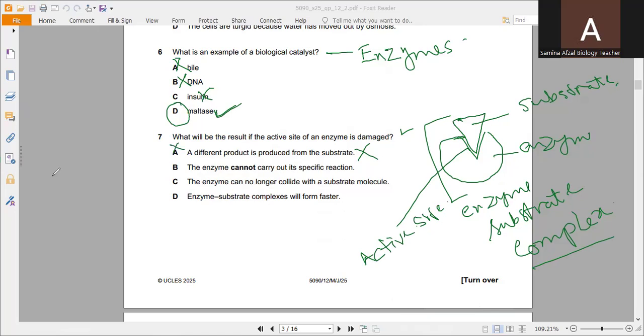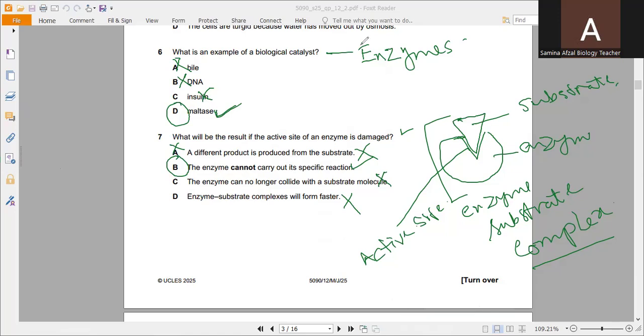The enzyme cannot carry out its specific reactions. Yes, this is the correct statement. The enzyme can no longer collide with the substrate molecule. It will collide in any other case, for example when there is high temperature, it will start colliding. But here we are talking about the damage of the active site. If the active site is damaged, there will be no attachment, so the enzyme substrate complex will not form. So only B is the correct option. The enzyme cannot carry out its specific reaction.